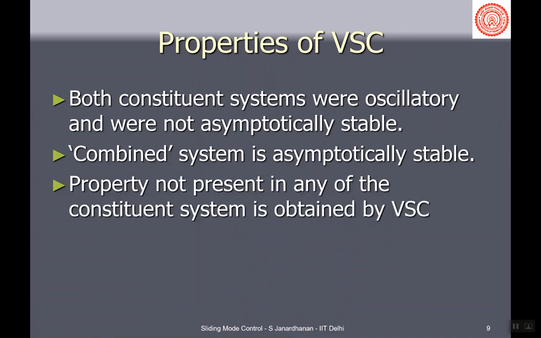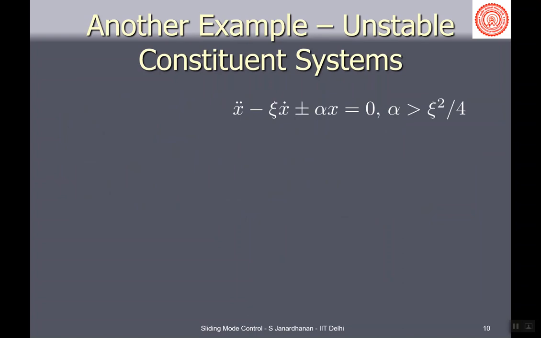Okay, so this property of asymptotic stability was not present in any of the constituent systems of this variable structure control. Okay, let's take another example. So we had taken a very tame example by not considering an unstable constituent system, because why do you use controllers? Because you want to stabilize the system, which would mean that originally the system is not stable. Okay, so let's take a system that is not stable.